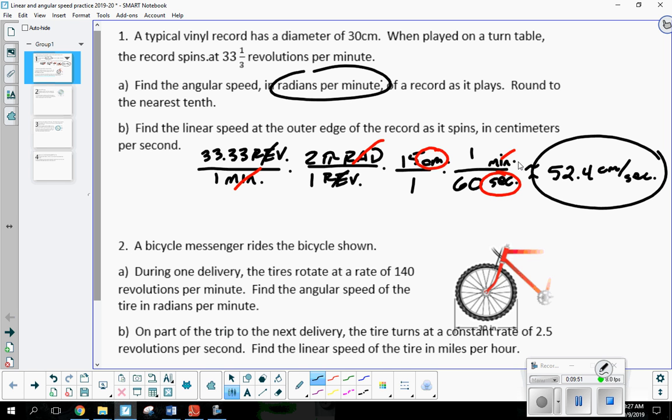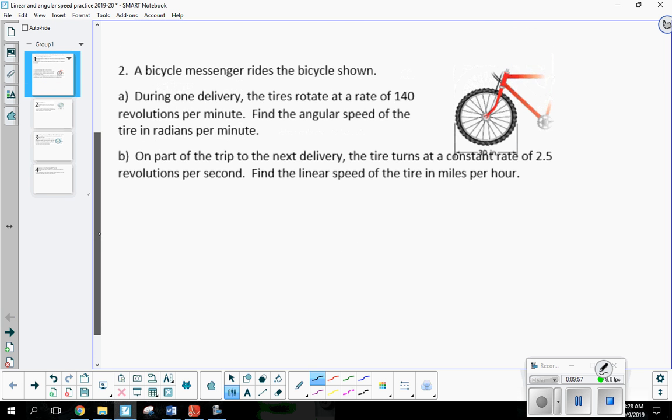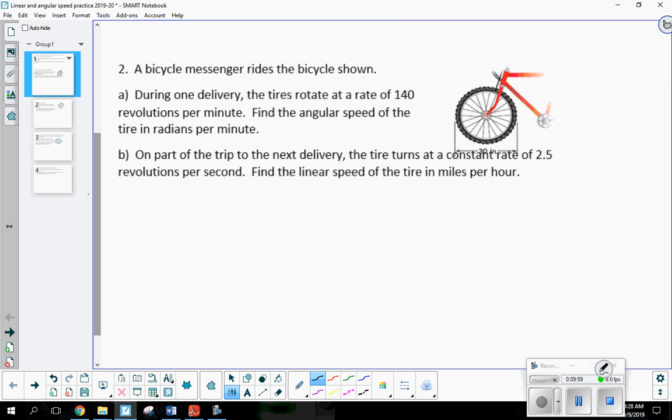All right, so this one we're talking about a bike messenger. Okay, and what do we got here? Bike messenger rides the bicycle shown. Looks like we have a wheel with a diameter of 30 inches. So my radius again is 15, but this time it's inches. A, during one delivery, the tires rotate at a rate of 140 revolutions per minute. Find the angular speed of the tire in radians per minute.